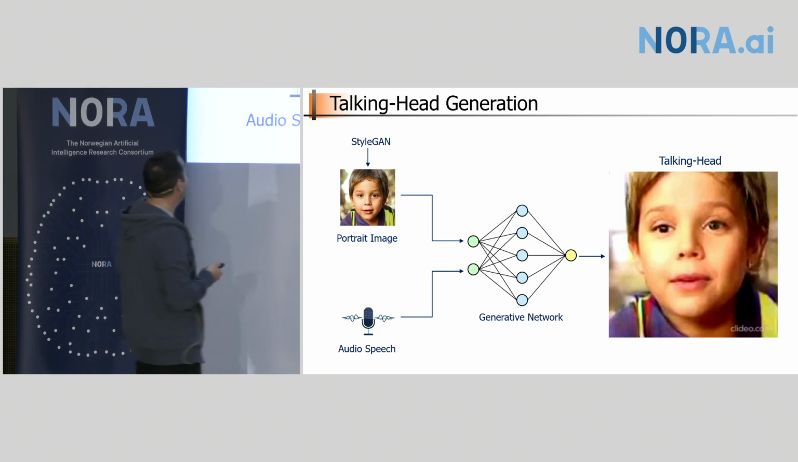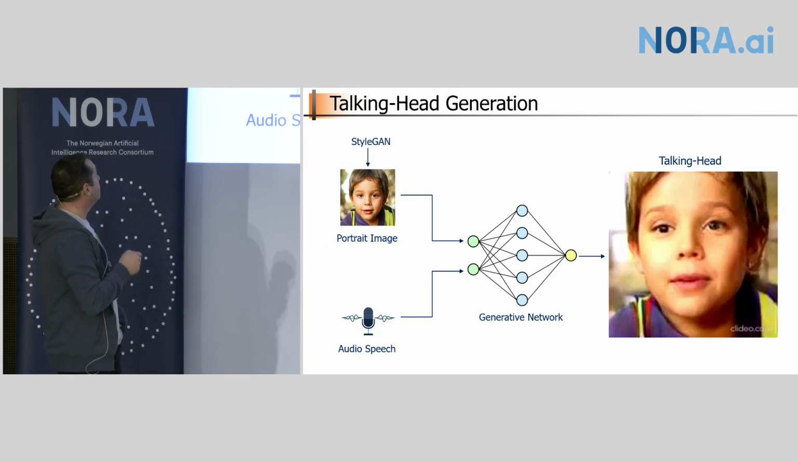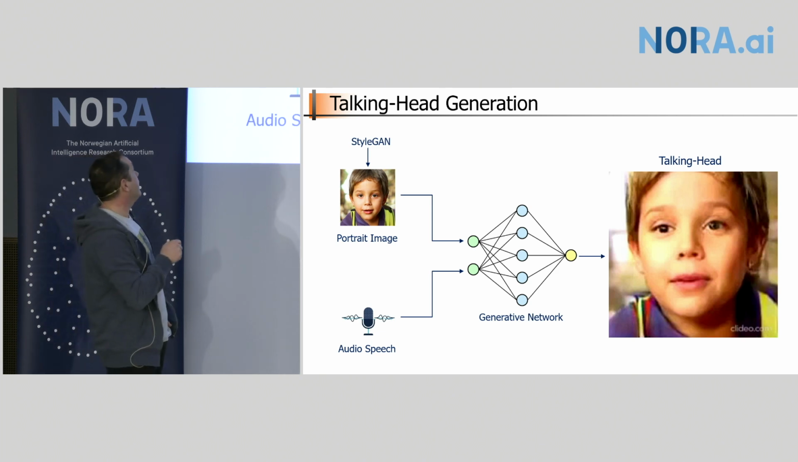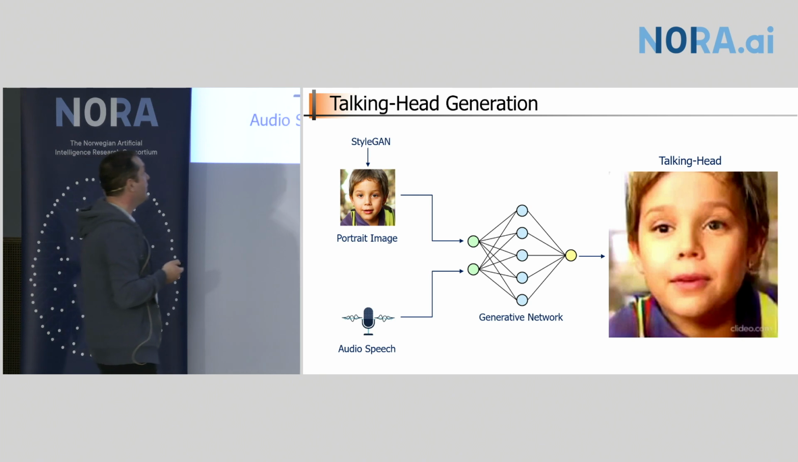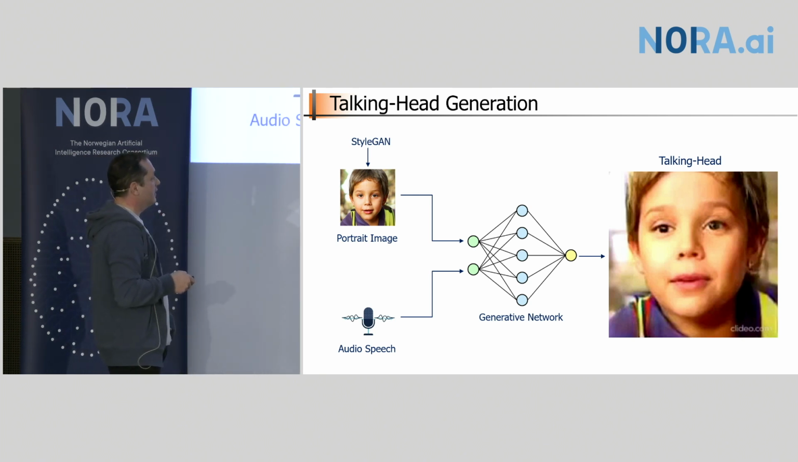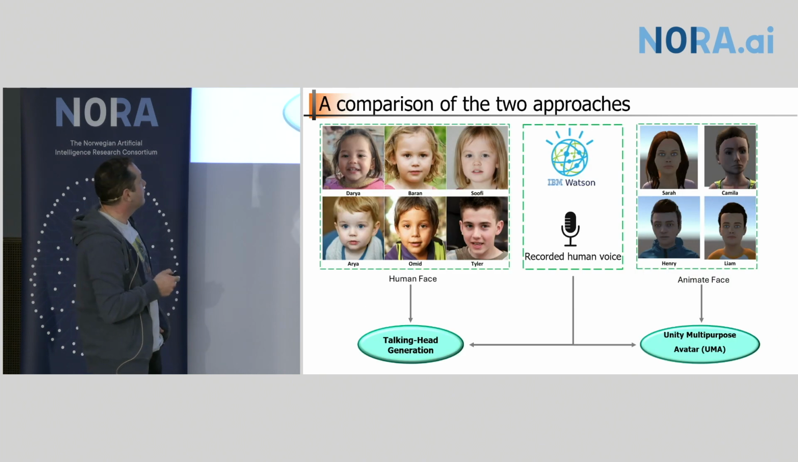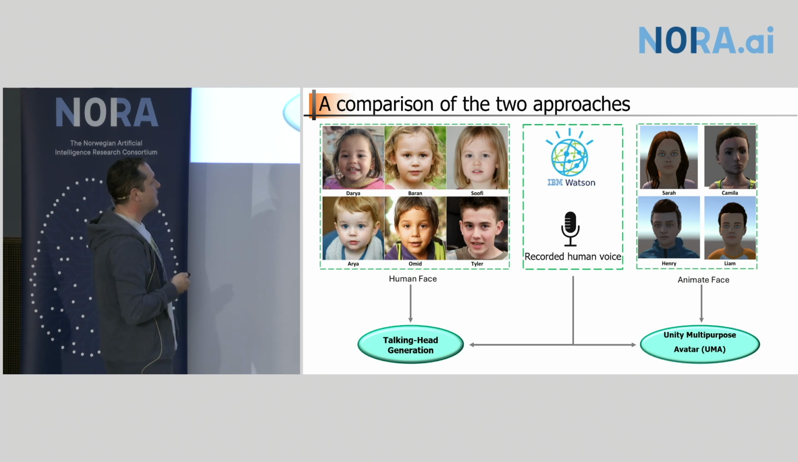So what we're trying to do, as I told you before, is use a synthetically generated child. This child here doesn't exist, it's a generated image. Then we combine this with audio in a generative network, and then we get the, I don't know, can you play this video? I think you have to click on it.